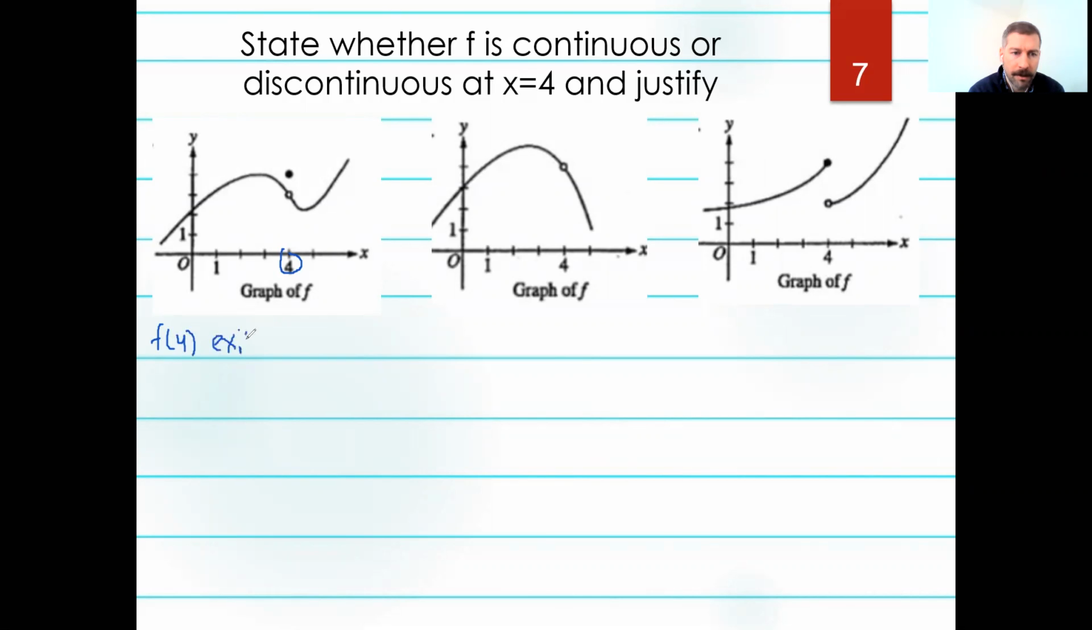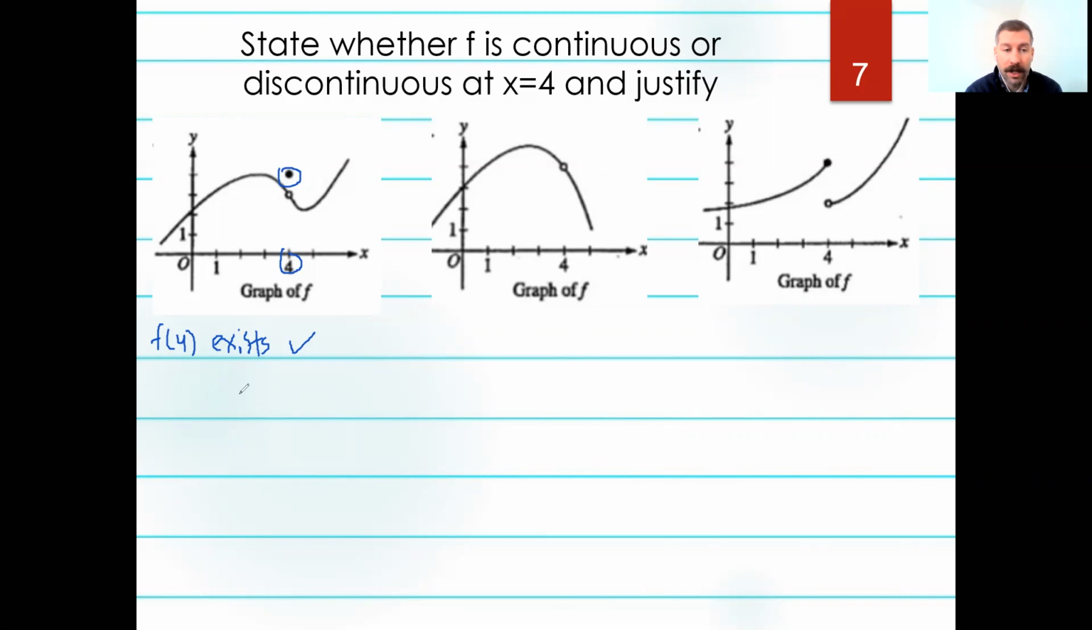And what I'm going to do here is I'm just going to make a check. Does f of 4 exist? If I plug in a 4, is there a filled in circle there? Is there a y value associated with it? Since there is a filled in circle, then yes, as of right now, it's continuous. But I must check conditions 2 and 3 as well.